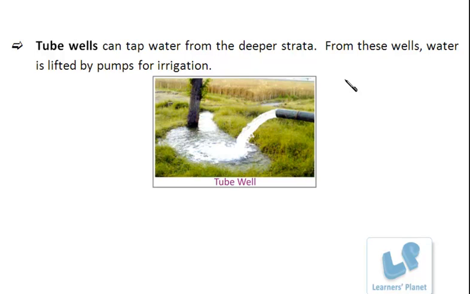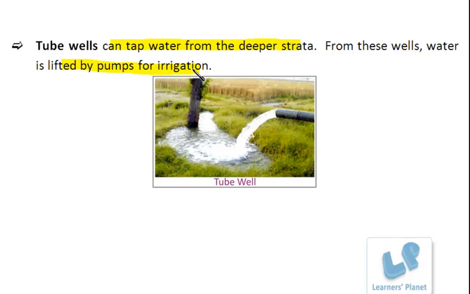Next is the tube well. Now tube wells can tap water from the deeper strata. That means, see, strata are the different levels in the soil. So even from deep inside, this type of water can be obtained through taps. In these wells, water is lifted up by pumps. See, when irrigation is done, definitely simply reaching the level of water in the land is not sufficient. It has to be supplied to the different parts of the fields also.